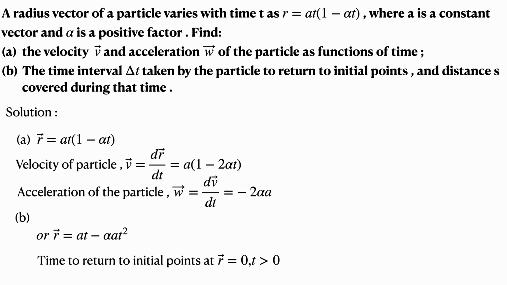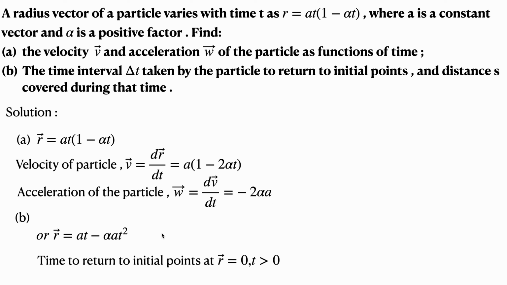The radius vector r is given as a t multiplied by (1 − αt). So the velocity of the particle, vector v, will be dr/dt, which will be equal to a multiplied by (1 − 2αt). The acceleration of the particle will be w equals dv/dt, and v is a multiplied by (1 − 2αt). So the acceleration w will be −2αa.